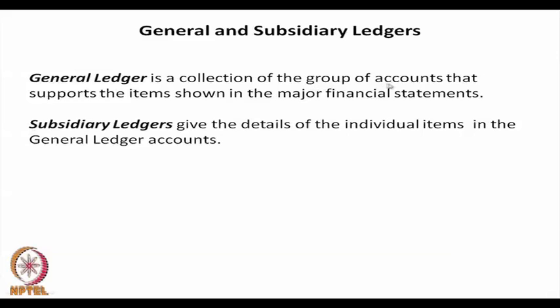Therefore, we define a general ledger as a collection of the group of accounts that supports the items shown in the major financial statements. So, if one likes to see how wages and salaries have been paid, they go first of all to the general ledger, and then from the general ledger they go to the supporting ledgers for even greater details. Subsidiary ledgers give the details of the individual items in the general ledger accounts. So, subsidiary ledgers actually give the different accounts in much greater detail.